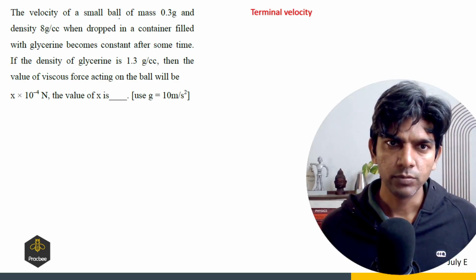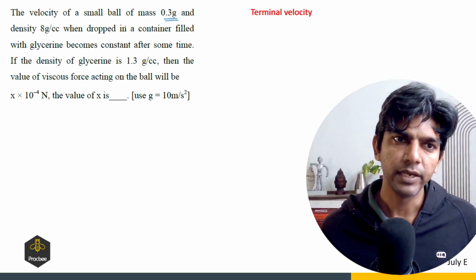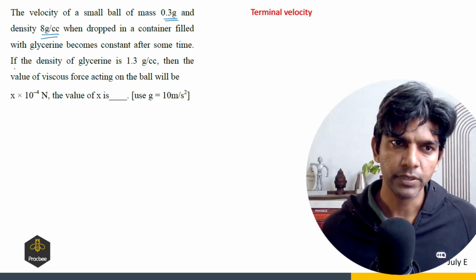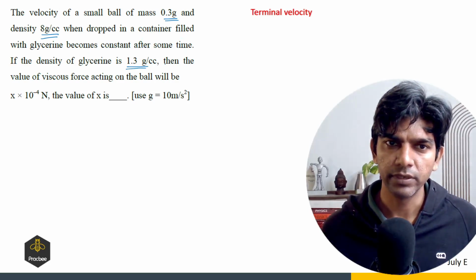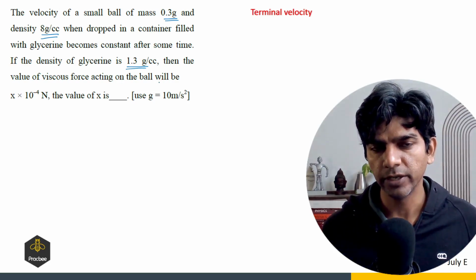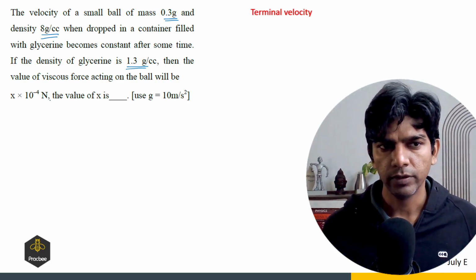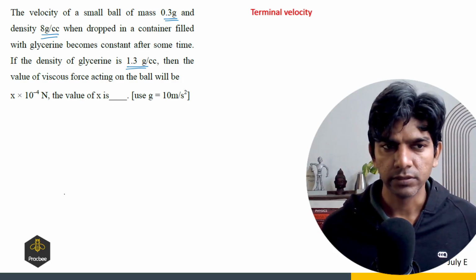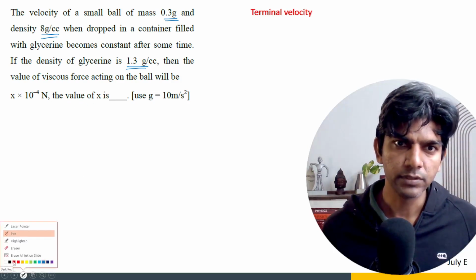The velocity of a small ball of mass 0.3 grams and density 8 grams per cc, when dropped in a container filled with glycerin, becomes constant after some time. If the density of the glycerin is 1.3 grams per cc, then the viscous force acting on the ball will be x × 10^-4. The value of x is? So we have to find the viscous force, right?